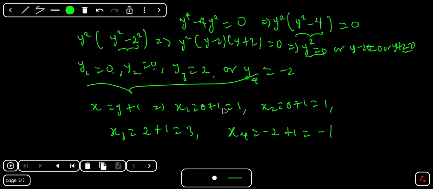So we have the values of x. Therefore, the values of x are x is equal to 1, that is twice, okay? Twice. x is equal to negative 1, and x is equal to 3. Those are the 4 values of x.